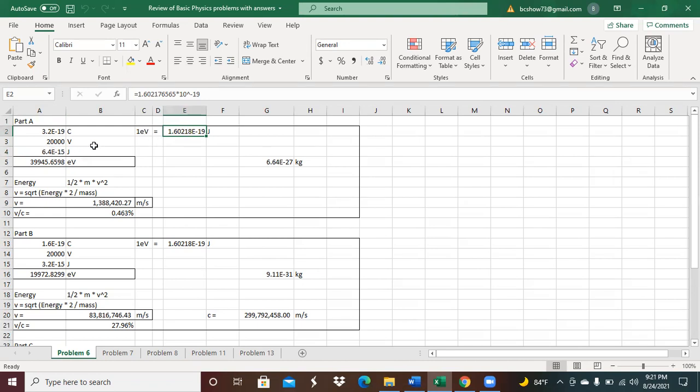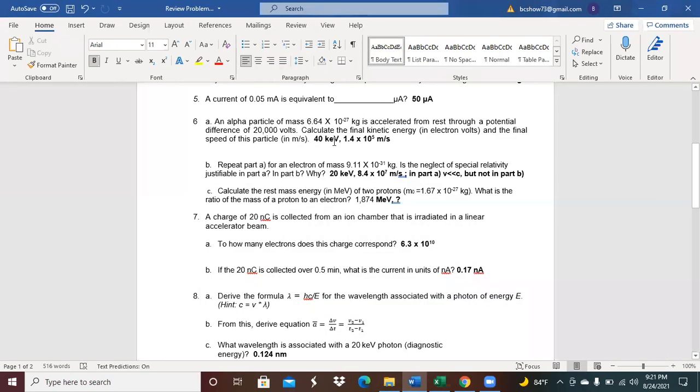So in other words, I have this number of joules. I'm basically saying, okay, 1 electron volt divided by this is going to be equal to 1. So I'm going to multiply it by that. So if I take this and divide it by that, I come up with the electron volts. And since it comes up with 39,945, that is very, very close to the 40 keV.